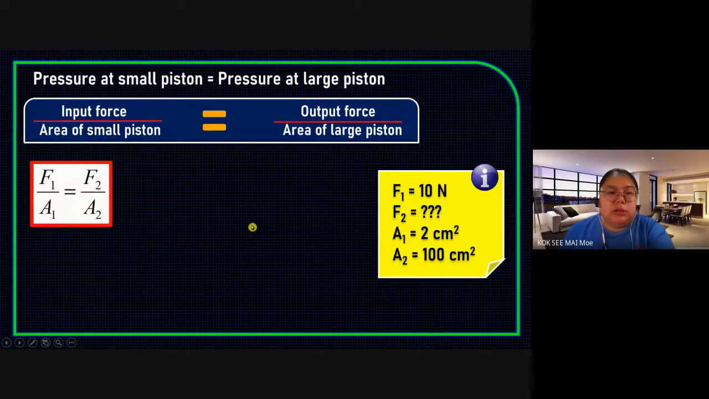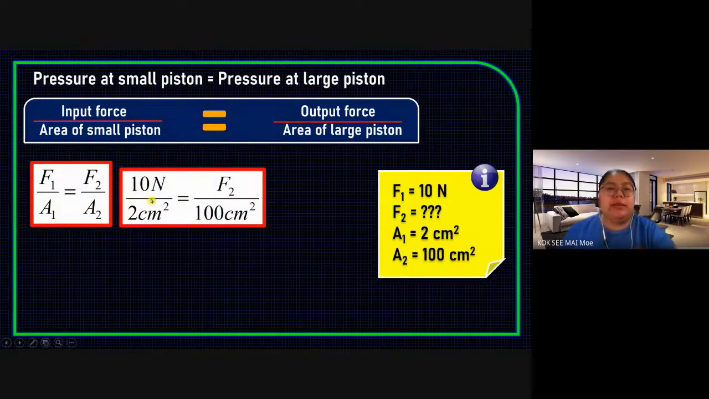Okay, then I continue. This one is 10 Newton, so I put it here as F1. Then this one is A1. A1 how many? 2 cm square. Then F2 we do not know, and the 100 is A2. Okay, you give me the answer for F2.